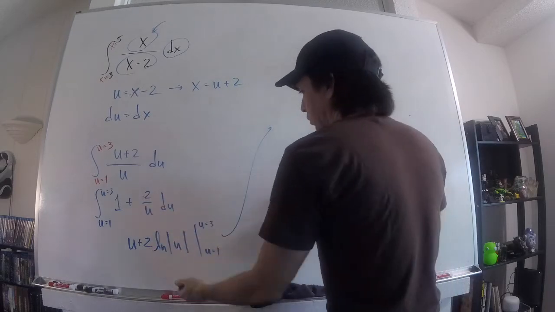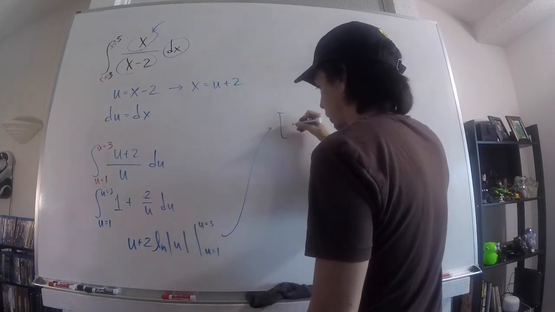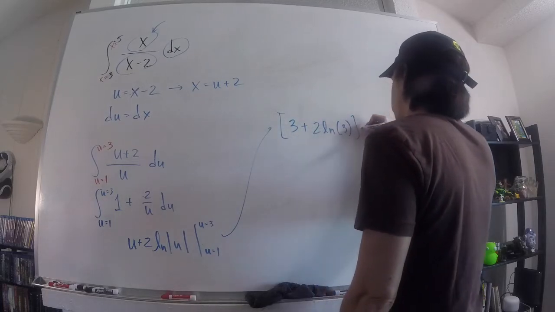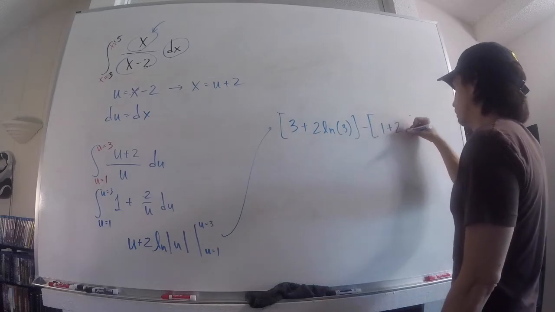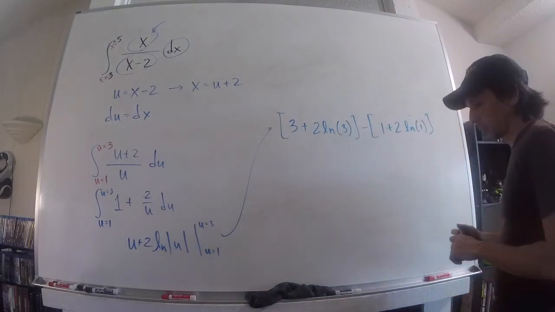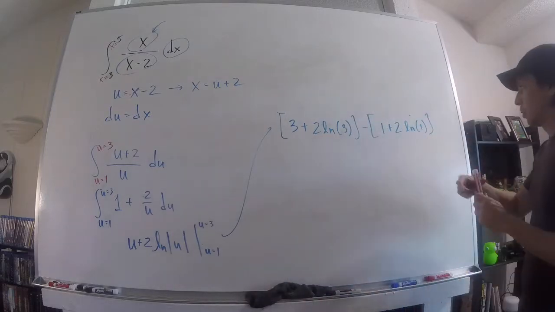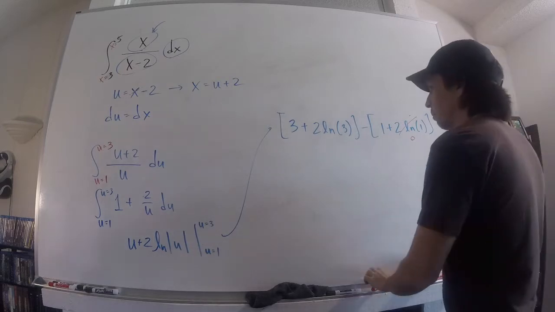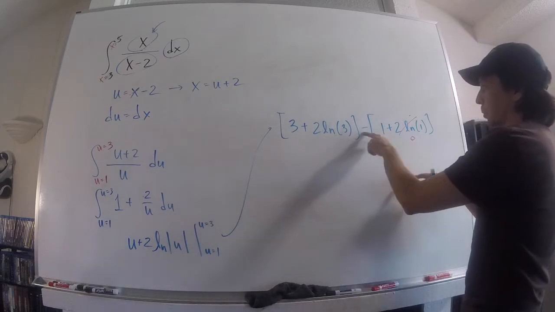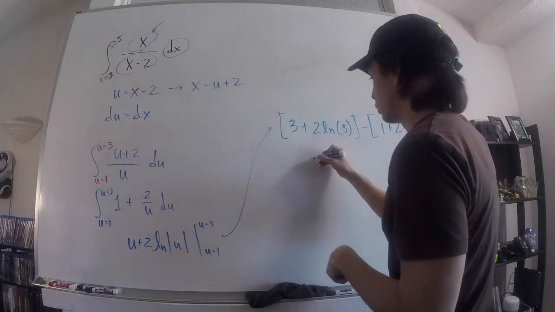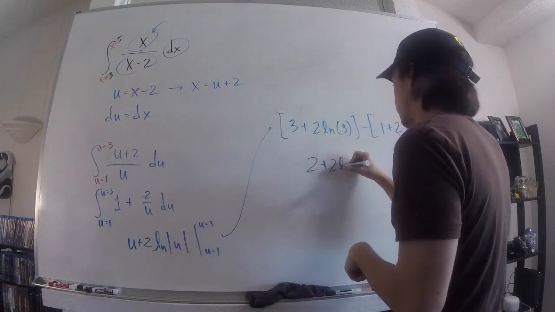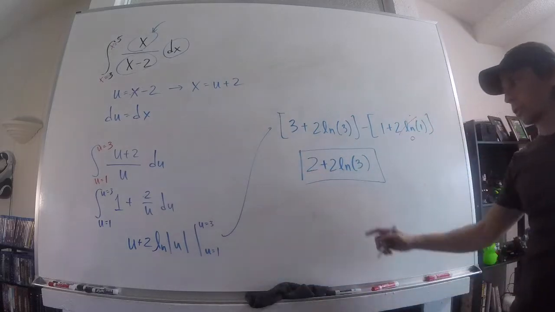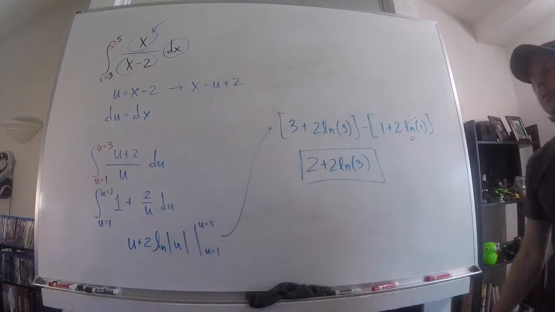So 2 ln of u, and I'm going to plug in 3. I'm going to plug in 1. ln of 1 is still 0, nothing's changed about that. 2 times 0 is still 0. Then I'll have to distribute this minus sign. It'll be 3 minus 1, which will be 2, plus 2 ln of 3. And that is it. So I was missing that extra 2 from that coefficient that I missed.